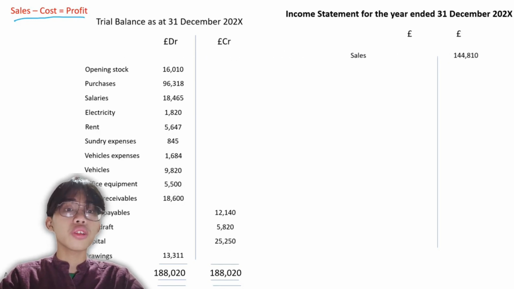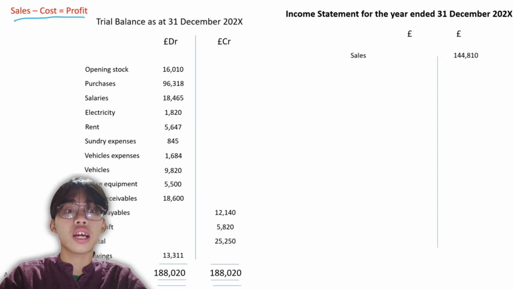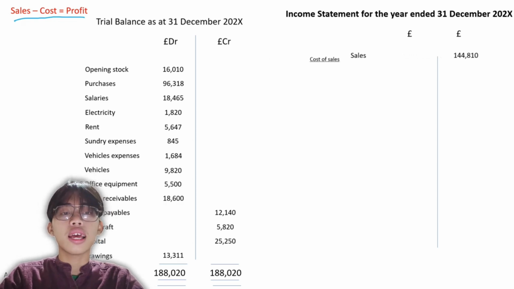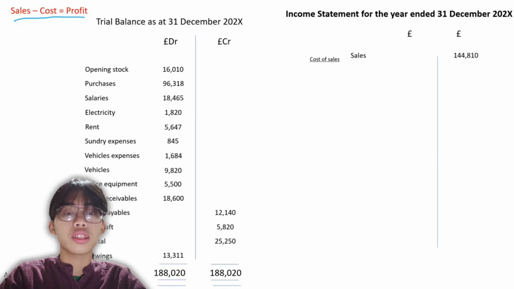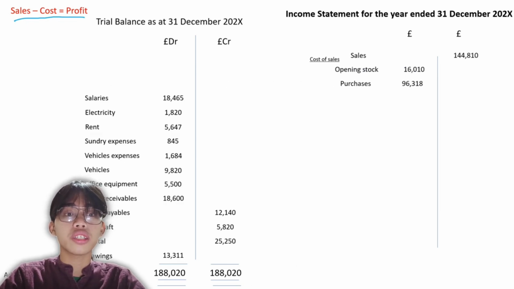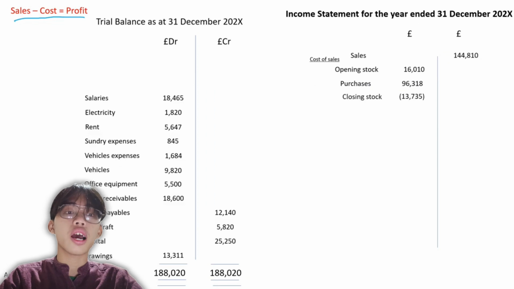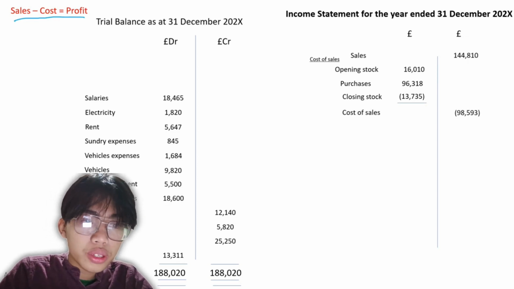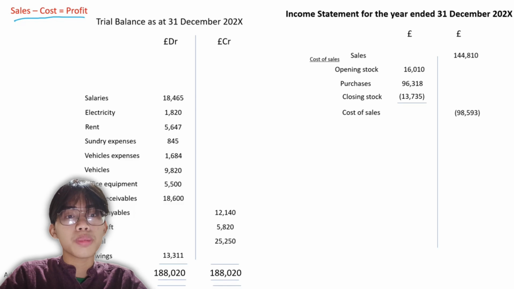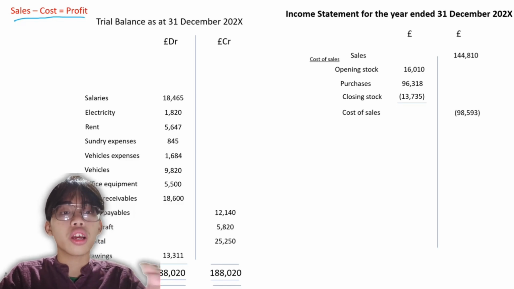Then write down the total sales or the gross sales, which is 144,810, to the right column. Then the cost of sales. Cost of sales includes the opening stock, which is 16,010. It will be written down at the left side of the column. The next is the purchases, 96,318, and we will deduct the closing stock, which is 13,735, and we will get the total cost of sales of 98,593.